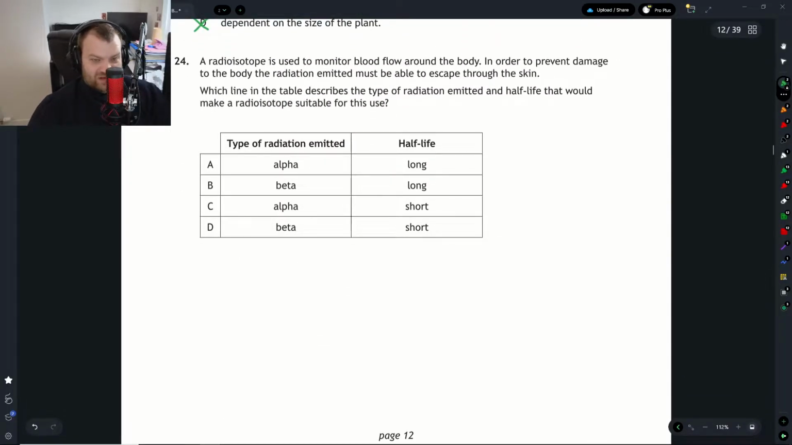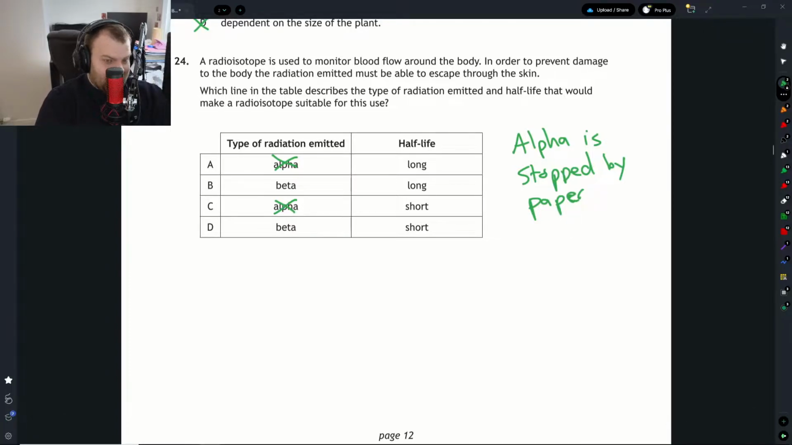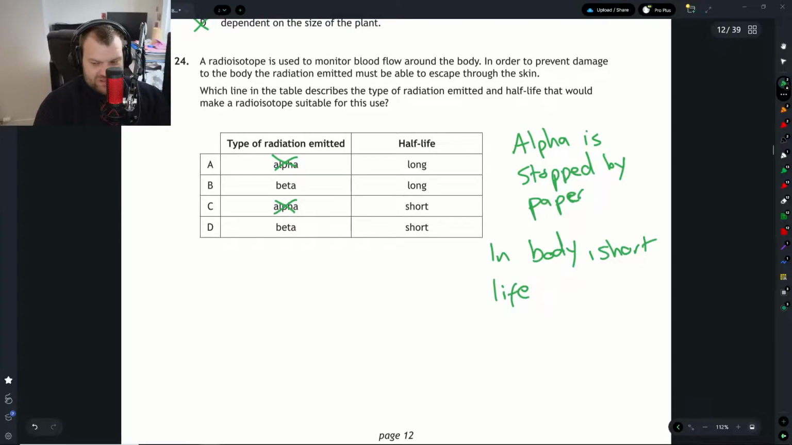A radioisotope is used to monitor blood flow around the body. To prevent damage to the body, it must be able to escape through the skin. Alpha is easily stopped by paper. If it's stopped by paper, it would be stopped by the skin. This means that alpha would be no good in this particular situation, which means we would want beta or gamma. In this case, we've only got beta. Has to be beta. If it's going to be in the body, you want short half-lives. You do not want it to stay radioactive, kicking out radiation for longer than necessary.